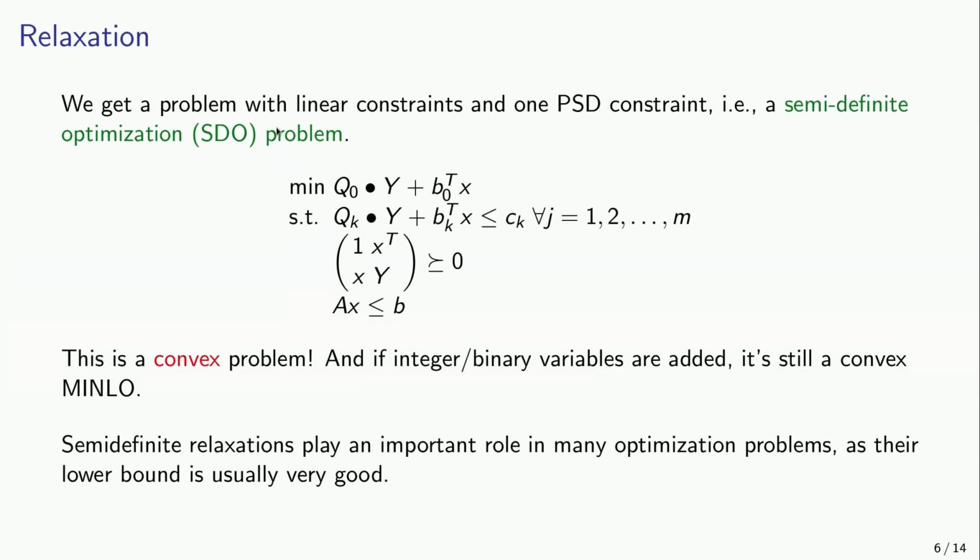But the nice thing is this is actually a convex problem. And if you added integer or binary variables to this problem, then you would get also a convex MINLP. It's a bit tricky because it would be a mixed integer problem with SDP constraints. And as far as I understand, there is no solver out there that can solve problems with semi-definite relaxation and also binary and integer variables.